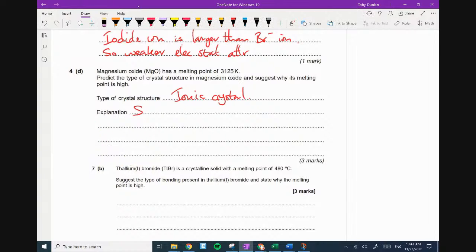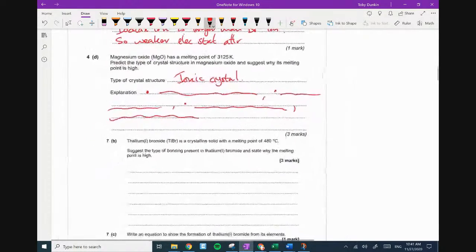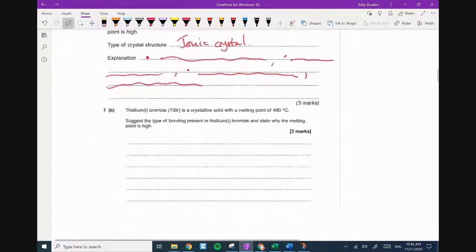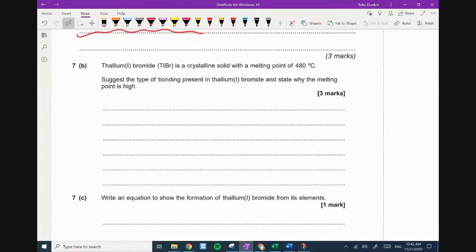I've got less space there, so what I'm actually going to do is just run them into each other. I'll just string them all together. So it's a giant ionic lattice held together by the strong electrostatic attraction between Mg2 plus and O2 minus. There are millions of these attractions. The attractions are very, very strong. Loads of energy needed to break. I changed the order there because I was rushing it. Shouldn't have.